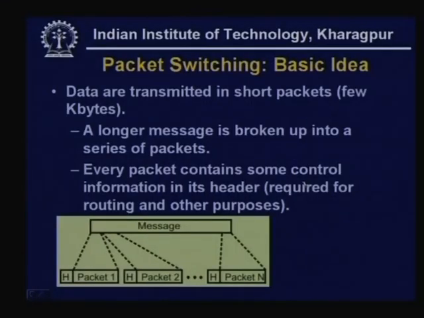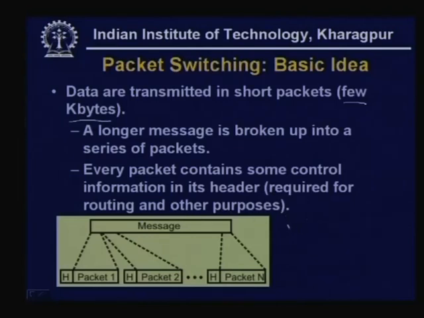First of all, data is transmitted in short packets, a few kilobytes, not very big, so that it can overcome the limitation of message switching. So a longer message is broken up into a series of packets. If you have a long message, as shown here, it is broken down into several packets, packet 1 to packet n. Every packet contains some control information in its header required for routing and other purposes.